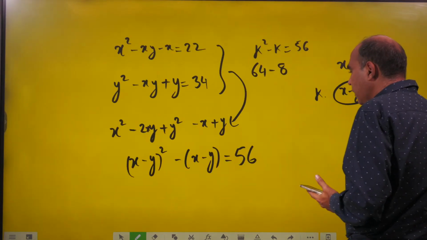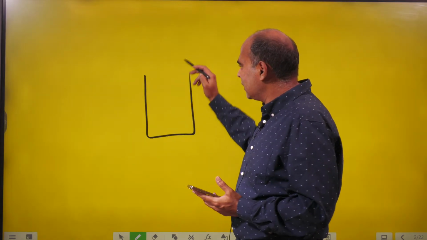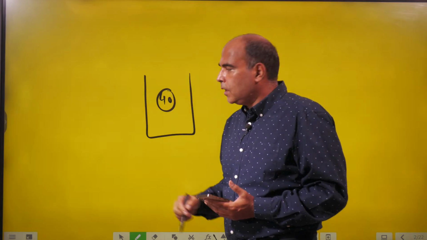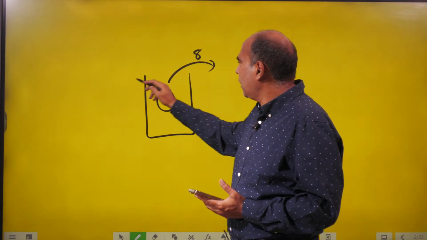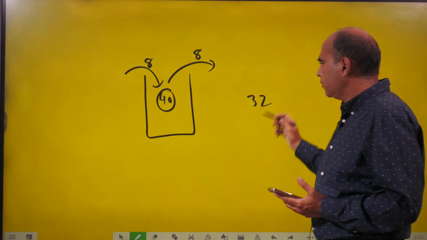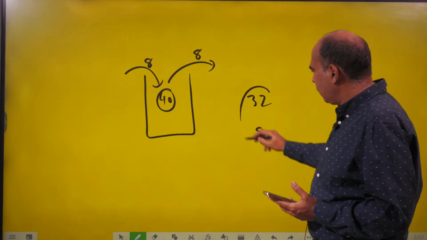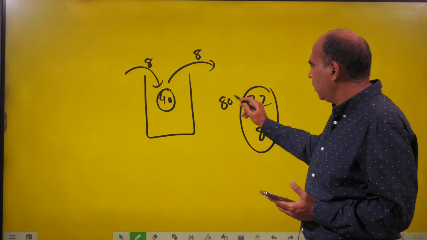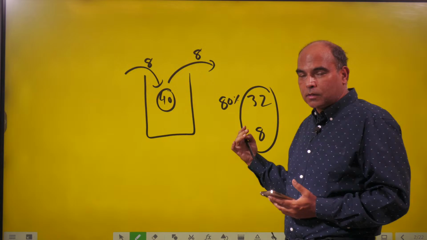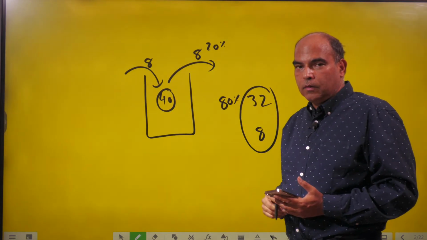Let's say I have a vessel here, and it's got 40 liters of milk, and I take out 8 liters and put back 8 liters. So what will happen now? The milk will become 32, and the water will become 8. If you convert this into percentage terms, it's become 80% milk in the 40 liters. So why it's become 80% is because you are taking out 20% of the mixture, right?